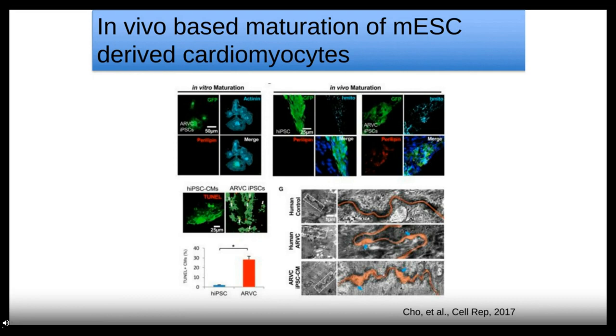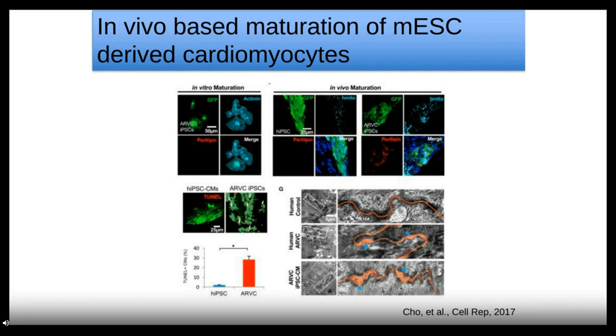But when we take cardiomyocytes from an ARVD patient, iPSC-derived cardiomyocytes, we see that they correlate with perilipin expression, something that we've never seen in vitro. This demonstrates that the cells are actually undergoing maturation as we would expect. And when we look at some of the other parameters, we see that there's a higher percentage of these cells that are TUNEL positive, a sign that they are undergoing apoptosis.